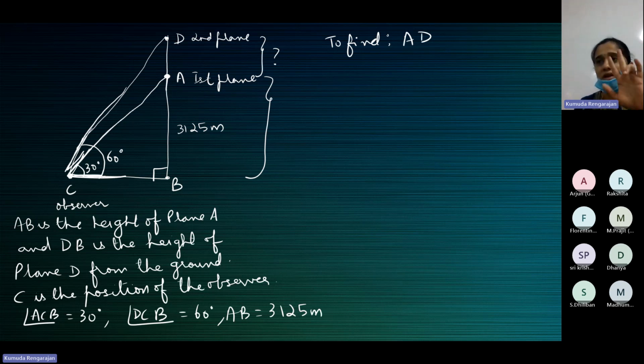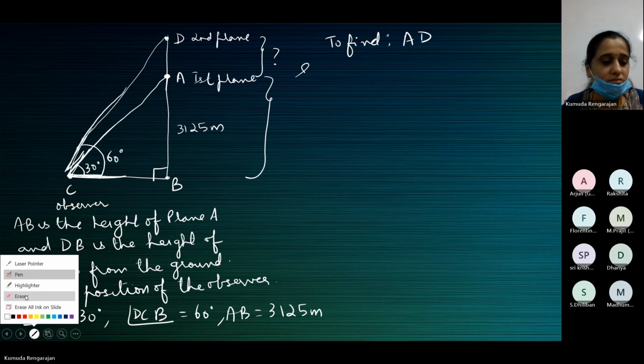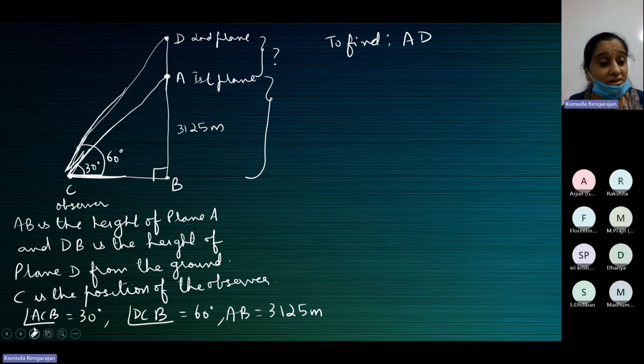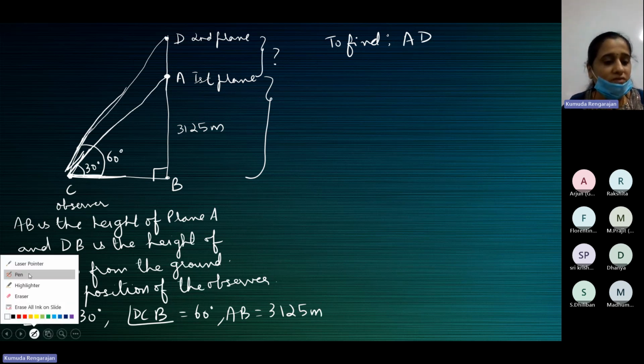So we choose a triangle where there are two things. In triangle ABC, we have 30 degrees and we also have 3125 meters. So I'll choose that first. In the other triangle, I only know the angle. I don't know side DB. I know AB, but I don't know DB. So I won't take that first. Even if you take it, you're not going to go wrong. But since we have information like this, we'll go with the convenient triangle first.